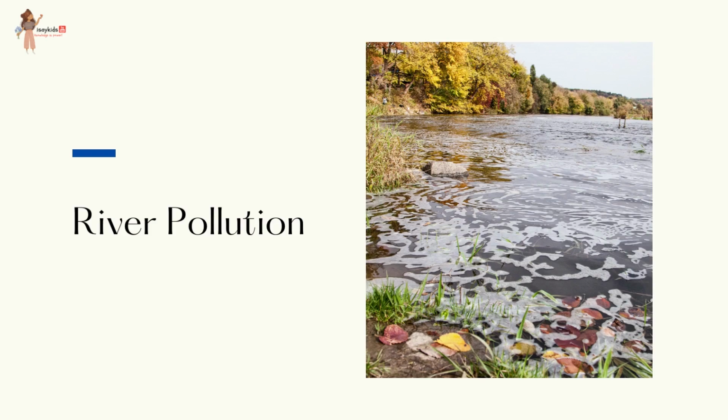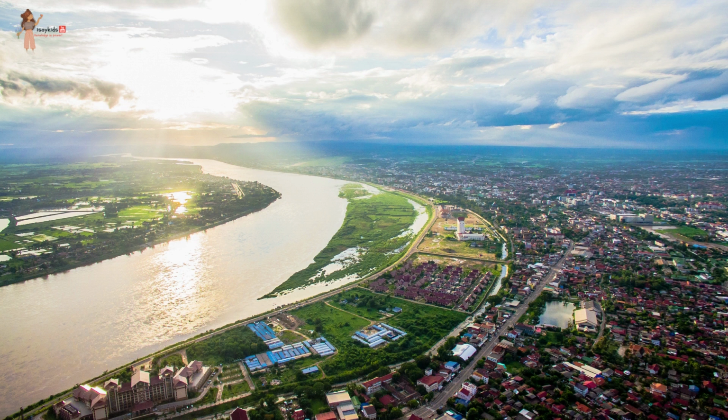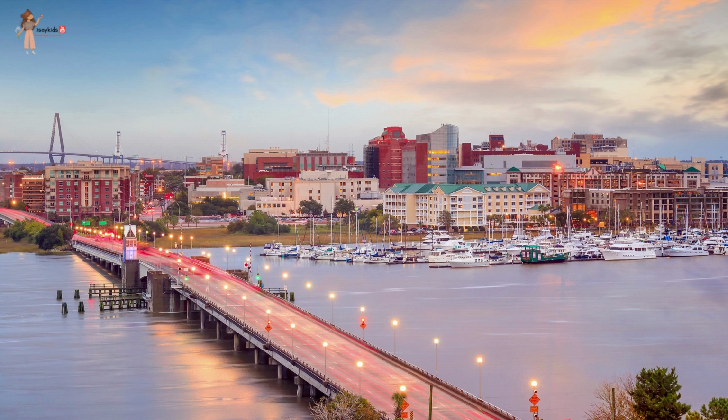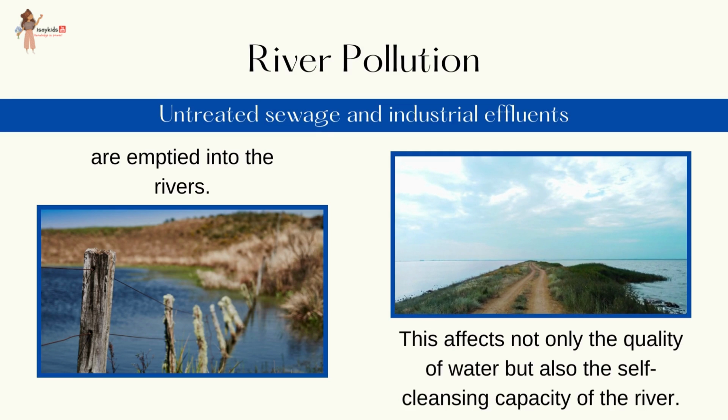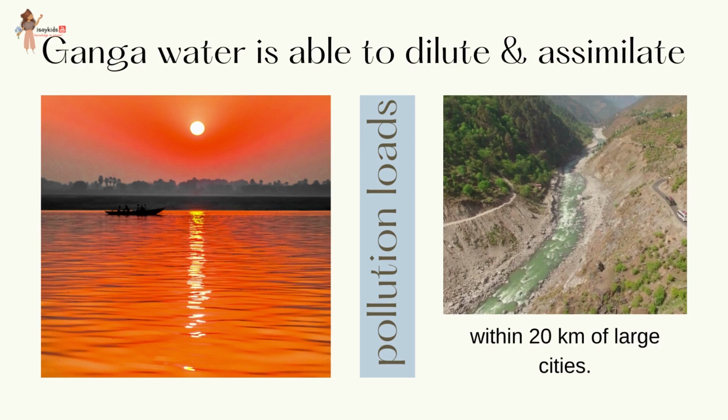Now let's talk about a very important topic, which is river pollution. The growing domestic, municipal, industrial, and agricultural demand for water from rivers naturally affects the quality of water. As a result, more and more water is being drained out of the rivers, reducing their volume. On the other hand, a heavy load of untreated sewage and industrial effluents are emptied into the rivers. This affects not only the quality of water but also the self-cleansing capacity of the river.